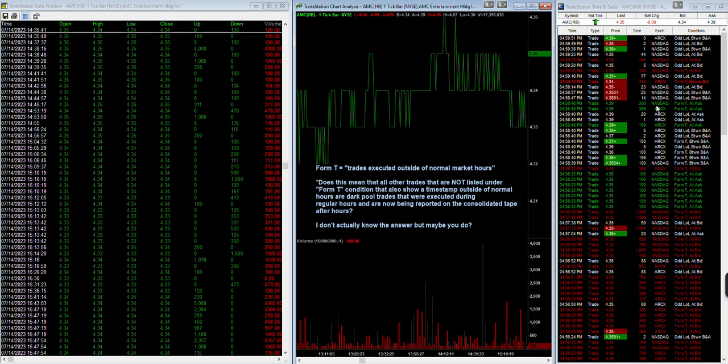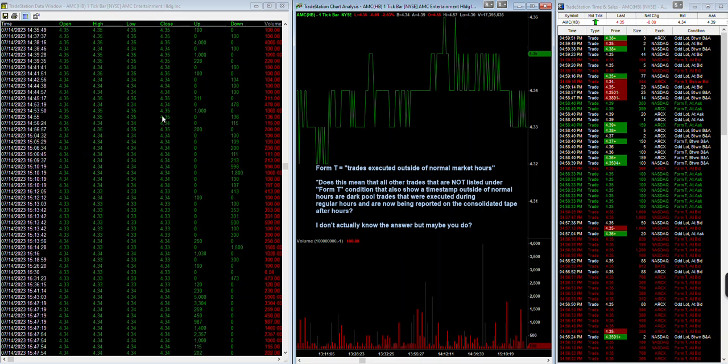It's just that this is lit exchange time and sales data, and like we proved in those two previous videos, all of the size that is sub 100 share trading size completely disappears into outer space and is not reflected in the data window, and as a result not reflected on the chart.